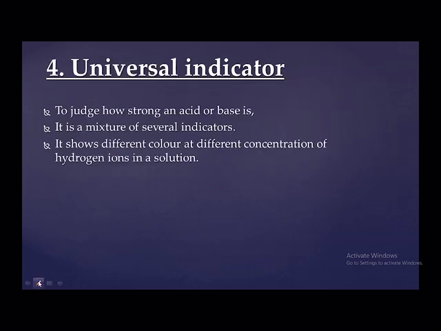So next is the universal indicator. This is to judge how strong the acid or the base is, because it is generally a mixture of several indicators. Most of the indicators get mixed and a common indicator is formed, that is the universal indicator. It shows different colors at different concentrations of hydrogen ions in solutions. So based upon that, there are strips which indicate the color based upon the concentration of hydrogen ions. pH is generally considered one of the common universal indicators.